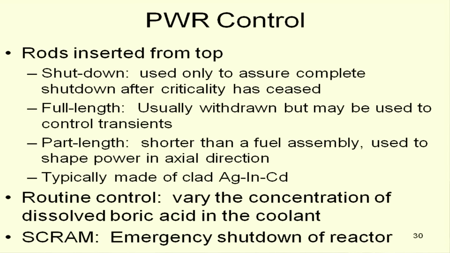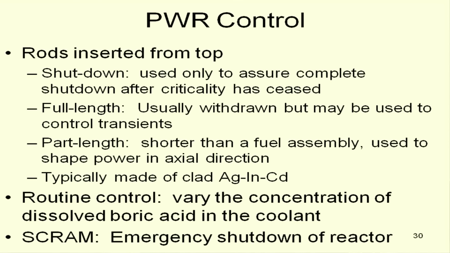Now, PWR control, the rods are inserted from the top. They, in general, have three kinds of rods. Shutdown rods, which are only used when the reactor, criticality-wise, is already shut down, but to assure that criticality has ceased and stays ceased while they're working with it. Full-length rods that are usually withdrawn, but are used to initially shut it down if you want to do it a little bit more quickly.